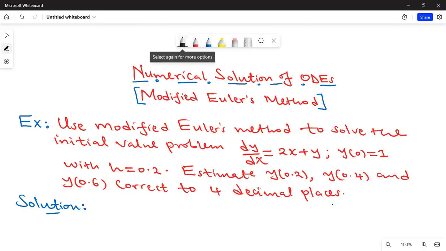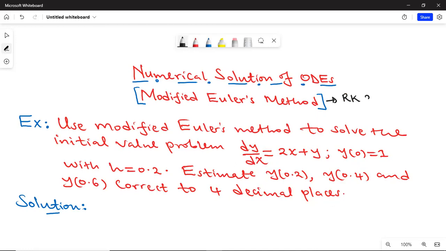So just to recall, the other name for this modified Euler's method is the Runge-Kutta second order, or it is also called Heun's formula. Those terms can be used interchangeably, but they mean the same thing. Remember, there are two Runge-Kutta methods: this second order, which we're going to look at now, and the Runge-Kutta fourth order method, which we look at later on. So let's see how to go about this problem.